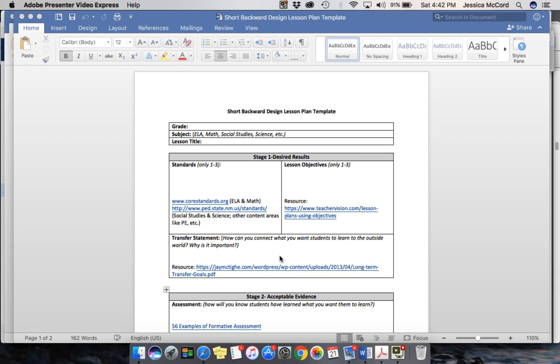So first, you are going to just select a grade that you would like to write your lesson plan for. It can be the same grade as where you're observing. It can be a different grade. It's completely and totally up to you, okay?